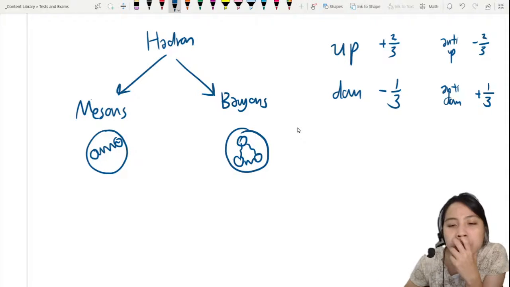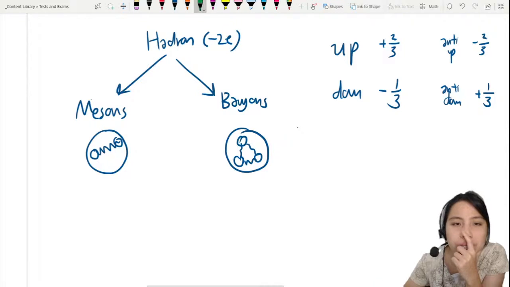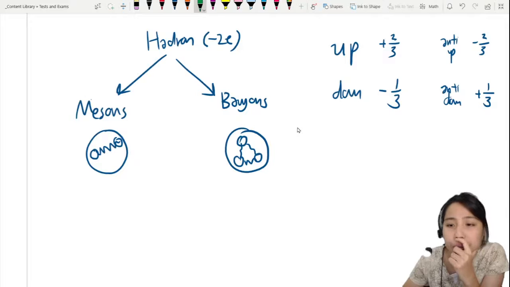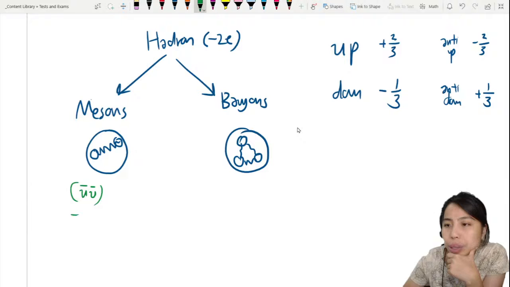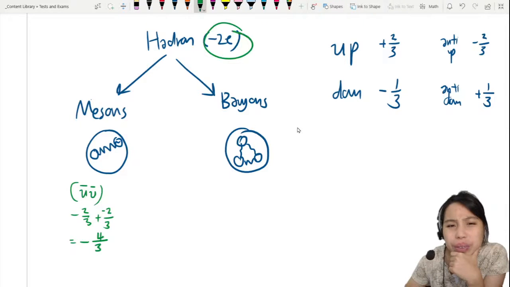So how on earth can we get a total hadron charge of, oh sorry, negative 2e? Let's try for a meson. I need the charge to be very negative. So let's make it as negative as we can: anti-up, anti-up. Then the charge will be negative 2 over 3 plus negative 2 over 3, which means the biggest I can go is negative 4 over 3. I can't quite reach negative 2.